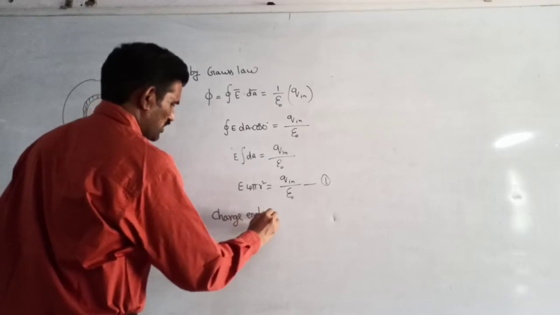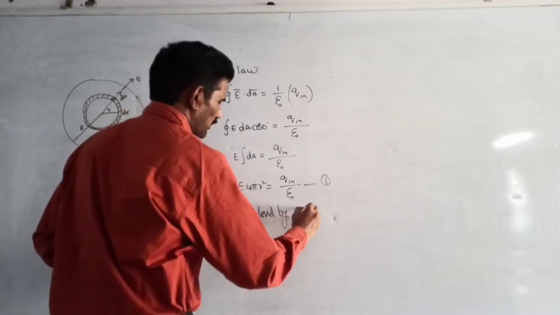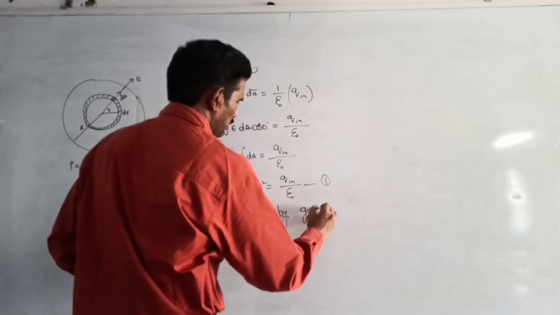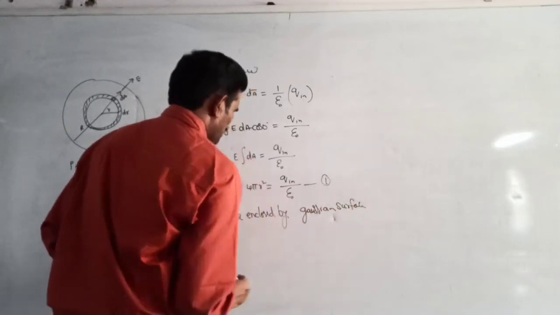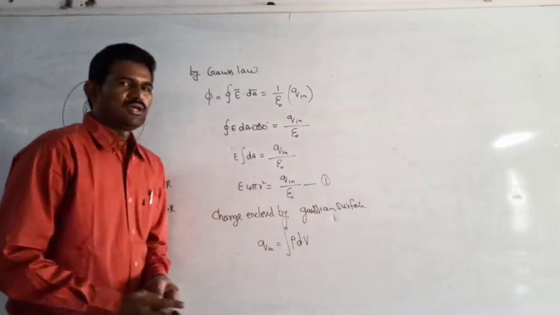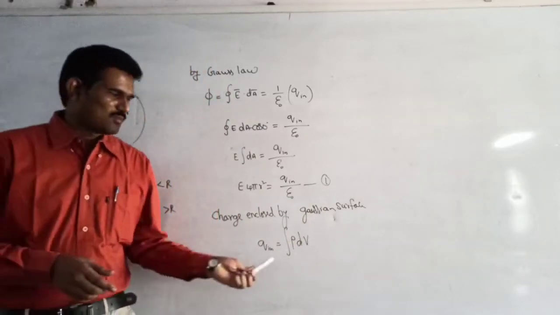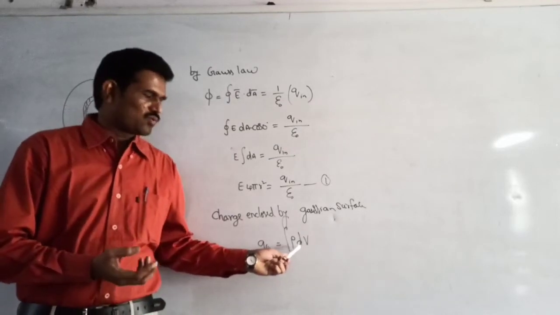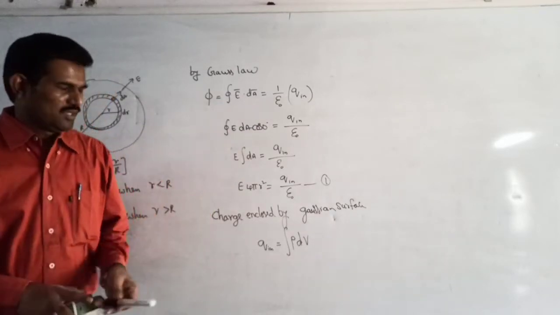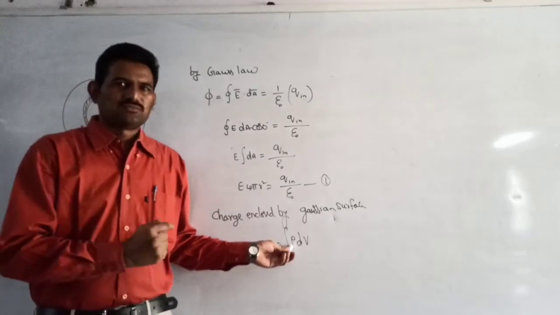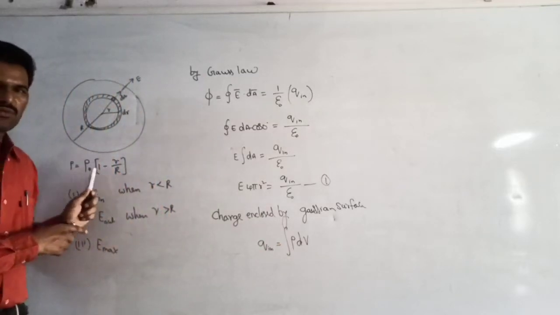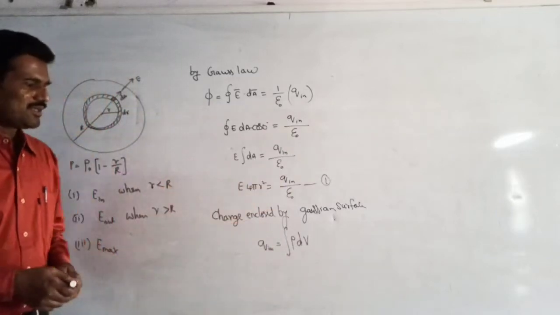The charge enclosed by the Gaussian surface is Q in is equal to integral of rho into dV. In the previous derivations, if rho is a uniform charge density, then Q in is rho into the volume, like for the uniformly charged sphere where we directly mentioned charge density into volume. But here the charge density is variable, so we need to take a small element and write the integration.